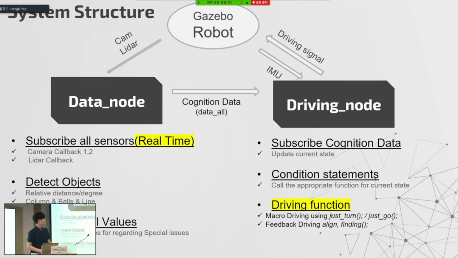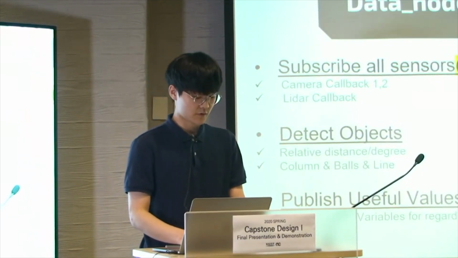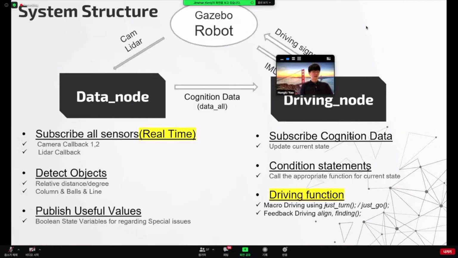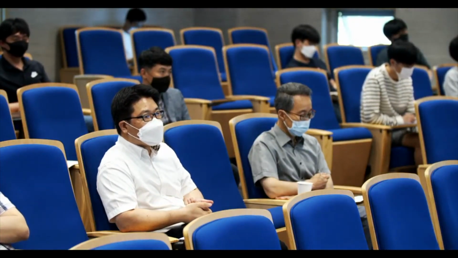First, the data node. The data node collects all the sensor data from the camera and LiDAR and calculates some useful variables for suggesting additional information of the environment. And the driving node is a library of driving signals with condition statements. After subscribing to the cognition data from the data node, the driving node finds an appropriate driving function and transmits it to the robot as a driving signal on the motor.